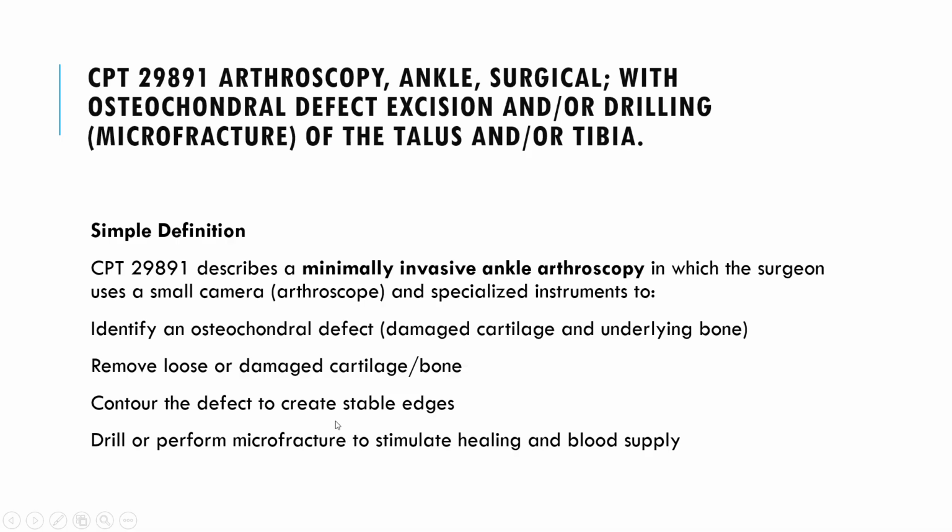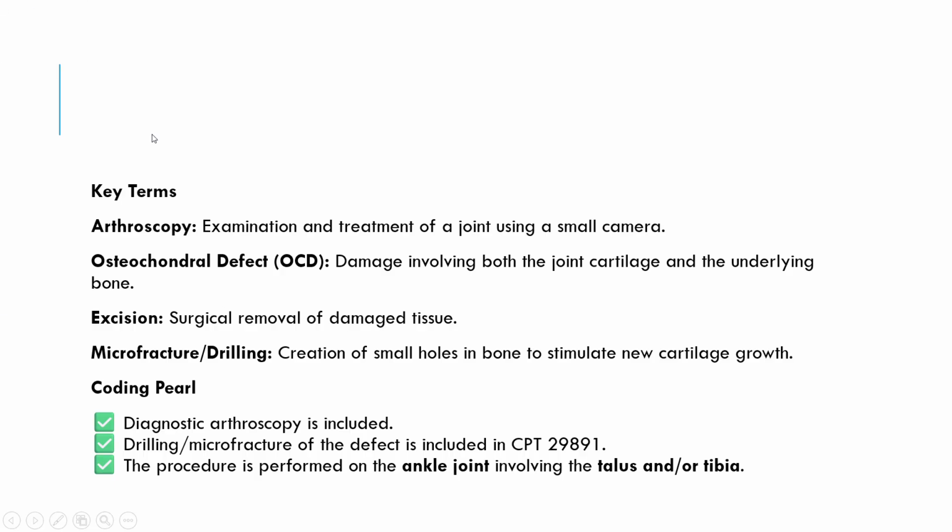I hope you now understood the definition of osteochondral defect excision. In arthroscopy he will visualize, then identify the OCD, the osteochondral defect, damage in the bone and the cartilage. He will excise and remove the damaged tissue, then he will do the drilling. He will create small holes in the bone that will stimulate new cartilage growth.